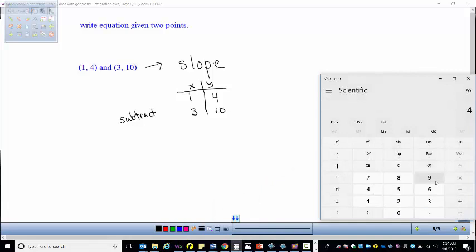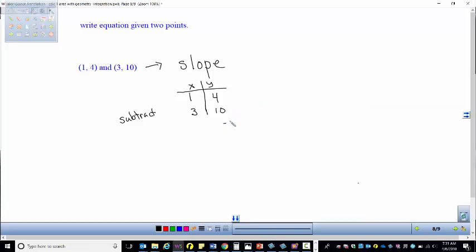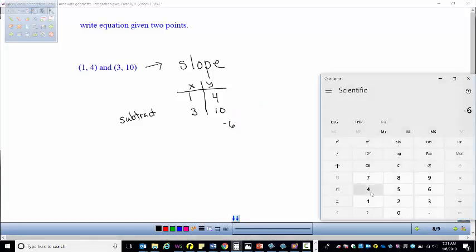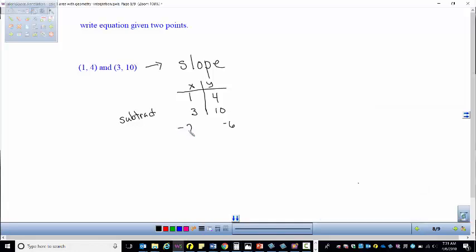So I'm going to take 4 minus 10, and I get negative 6. And then I'm going to take 1 minus 3, and I get negative 2. So my slope is negative 6 divided by negative 2. Well, 2 negatives, that would make those positive. And then 6 and 2 becomes 3 over 1, or just 3. So my slope is 3.